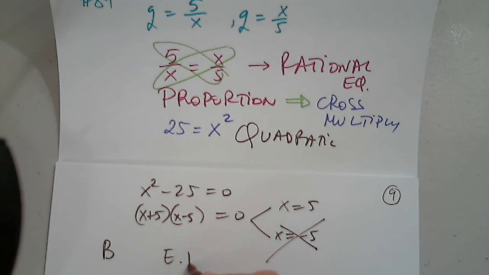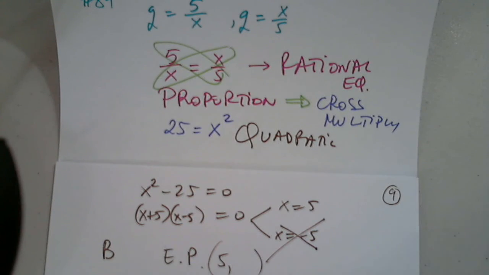The equilibrium point has 5, comma, comma what? 1. Exactly, because you have to plug it in. 5 over 5 is 1. Excellent.